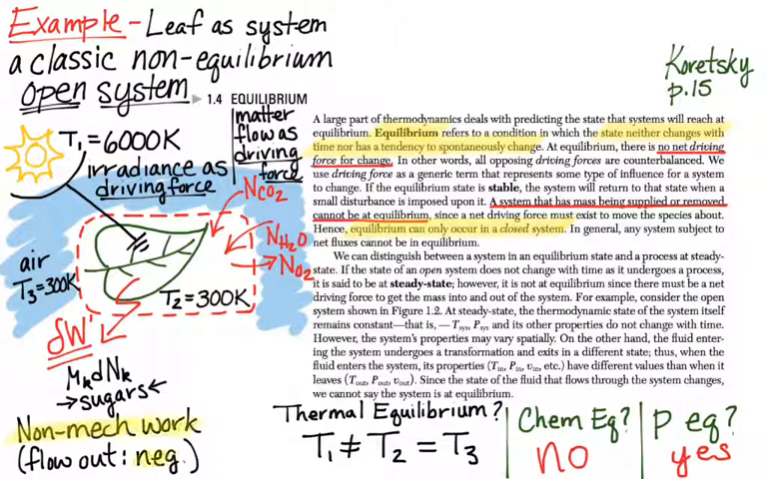Now I'm drawing a squiggly line with a squirrely d w prime. That's that inexact ordinary differential for non-mechanical work. And essentially what's happening is, as the sun shines light on the leaf, we have photosynthesis from the leaf. We will produce non-mechanical work, generating sugars, flowing out of the system.